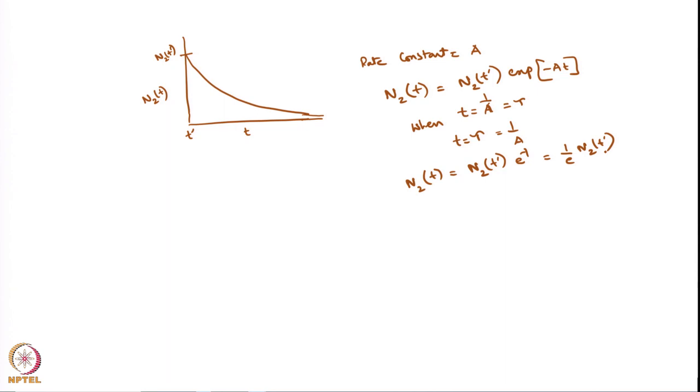Okay. So this is called lifetime. Lifetime is a time, tau is called lifetime. And lifetime is the time when the initial population n2 of t prime decreases to 1 over e of n2 of t prime. So for a given exponential, the lifetime is fixed, that is 1 over e.